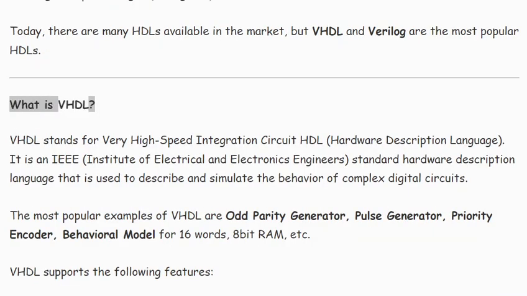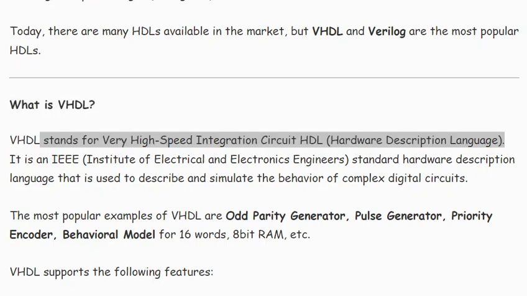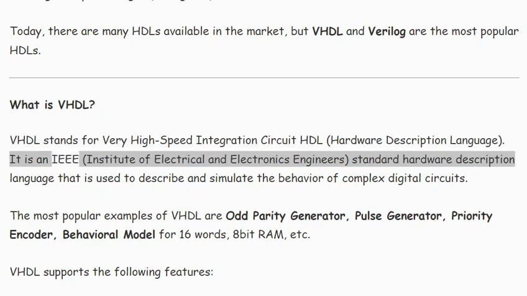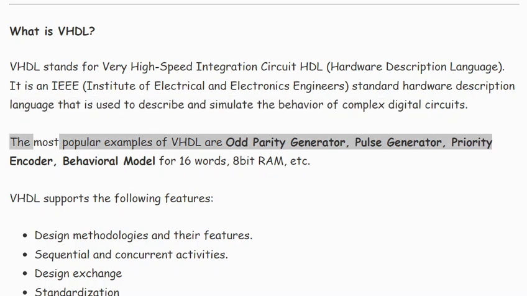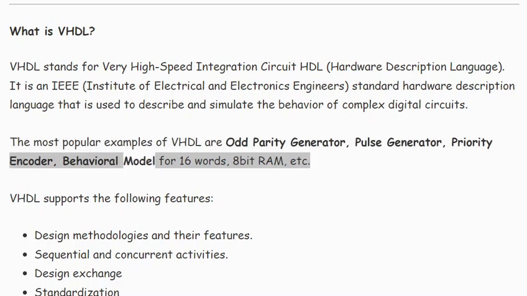What is VHDL? VHDL stands for Very High Speed Integration Circuit HDL, Hardware Description Language. It is an IEEE, Institute of Electrical and Electronics Engineers, standard hardware description language that is used to describe and simulate the behavior of complex digital circuits. The most popular examples of VHDL are odd parity generator, pulse generator, priority encoder, behavioral model for 16 words, 8-bit RAM, etc.